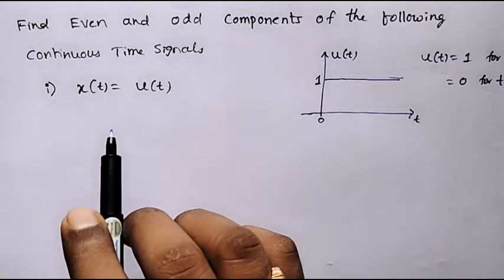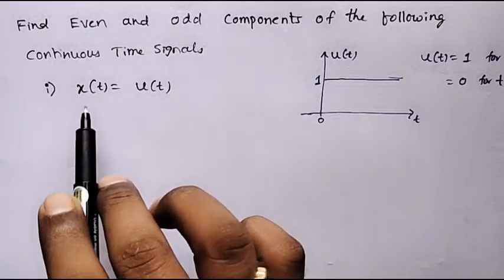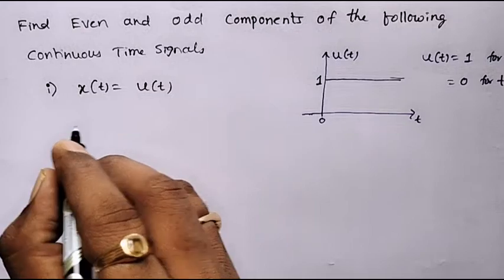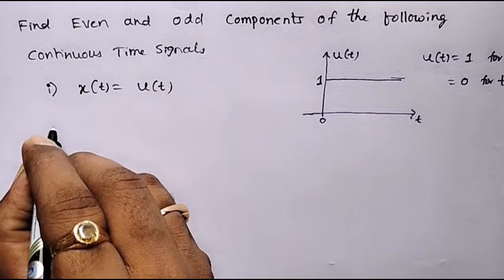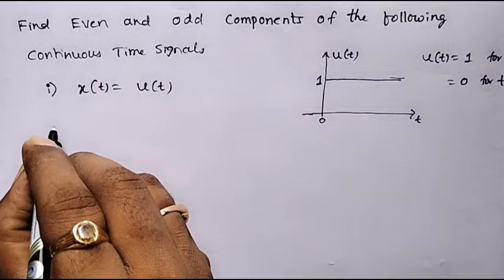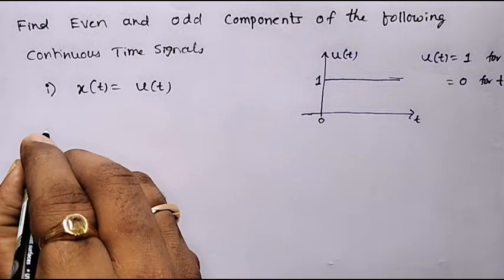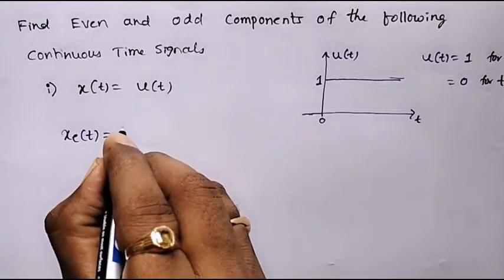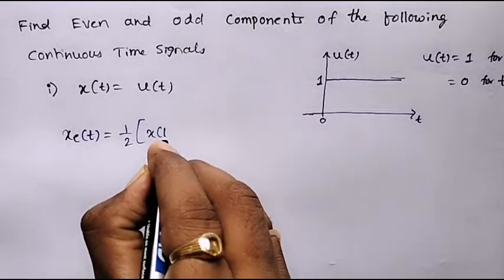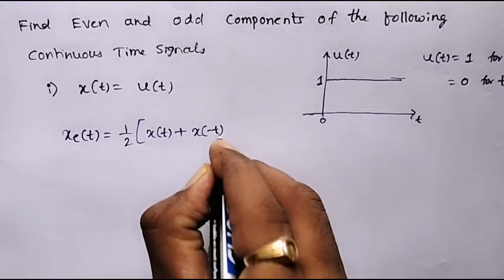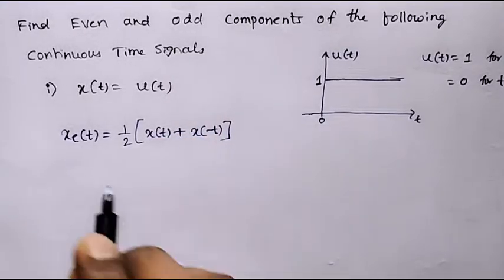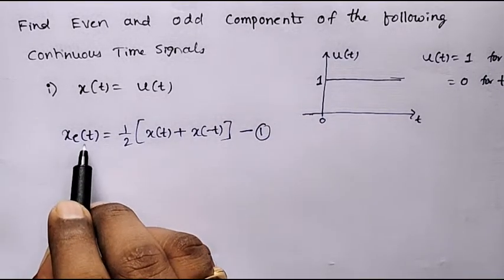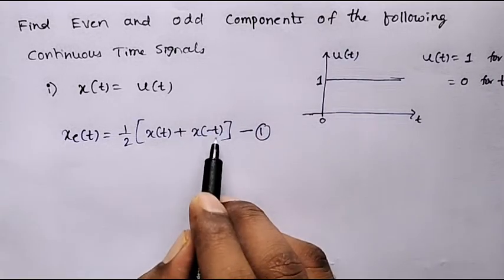Now let's see what are the even and odd components of this x(t), where x(t) is u(t). In my last lecture we derived the expression for the even component and odd component of a signal. The even component of the signal is x_e(t) = 1/2 [x(t) + x(-t)]. We'll call it equation number 1. So to find the even component of the signal we must find x(-t) also.